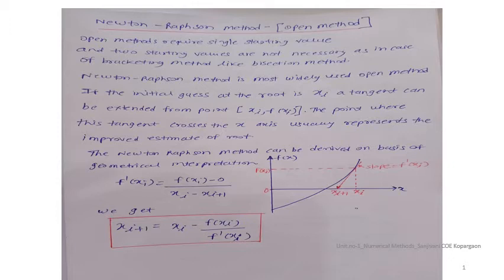So the Newton-Raphson method is the most widely used open method. If the initial guess at the root is xi and the tangent is drawn from that particular point, and it is extended from the point xi comma f of xi, then it will intersect the x-axis at xi plus 1.